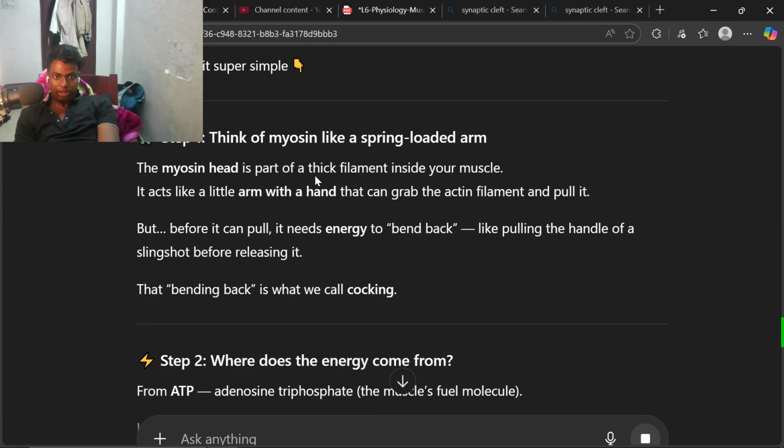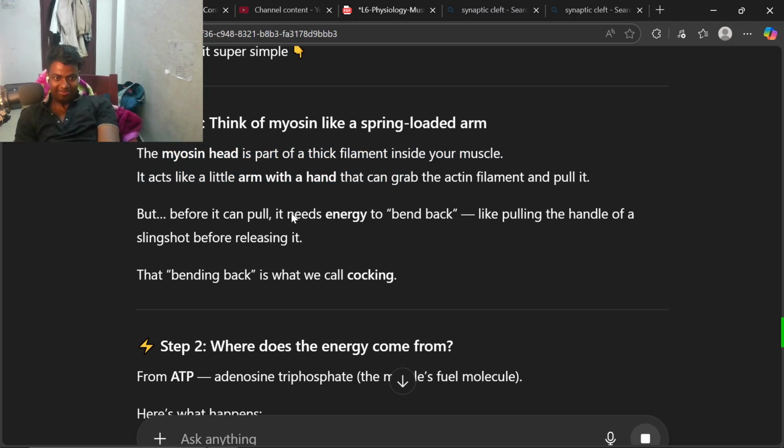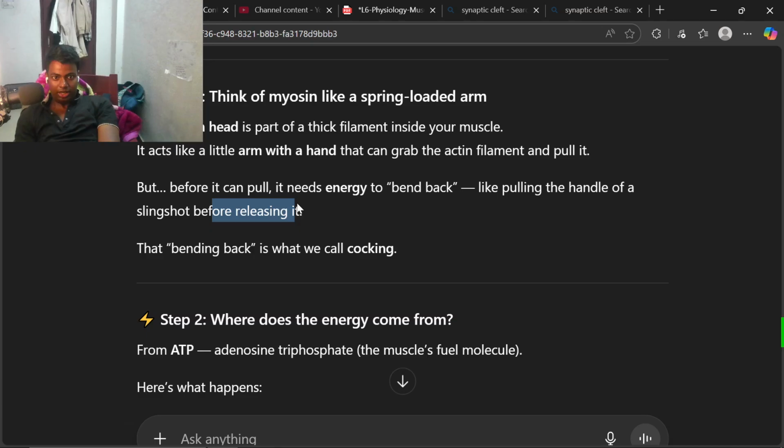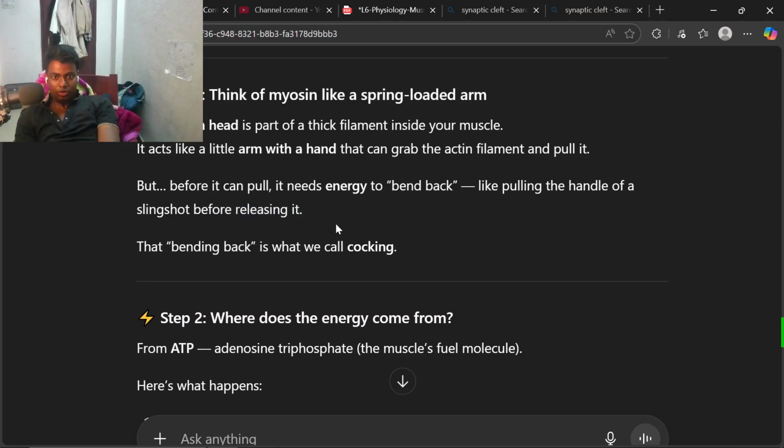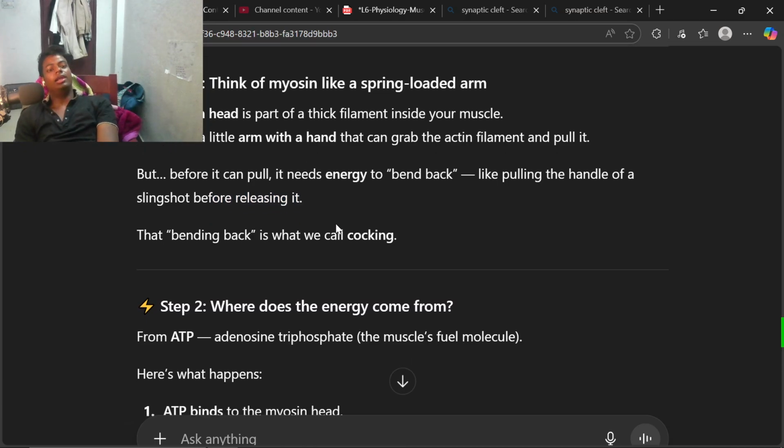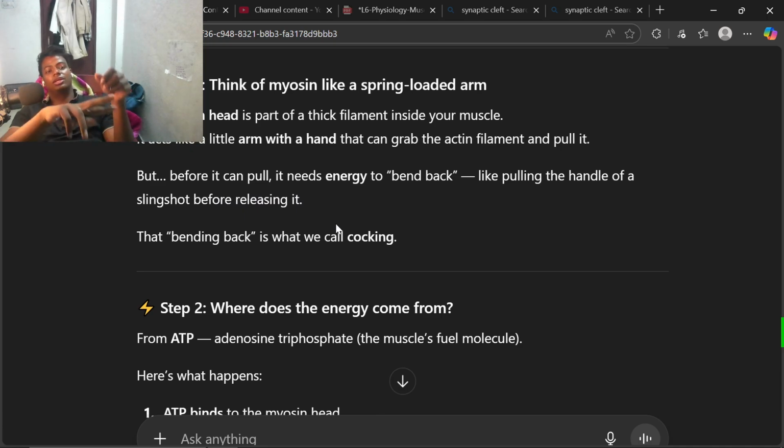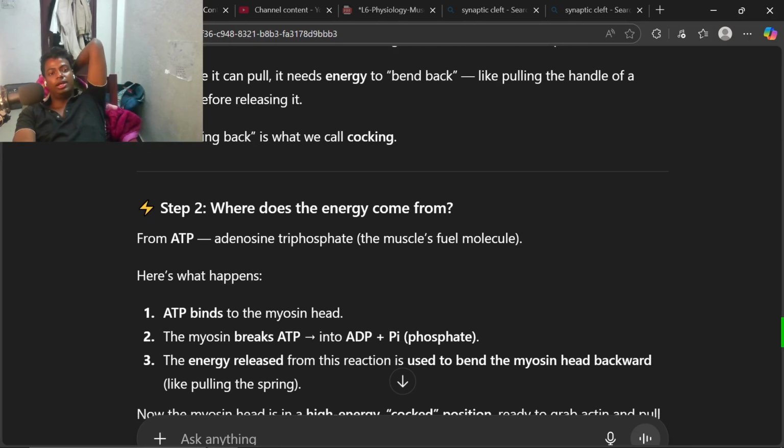The myosin head is the part of the thick filament inside the cell. The myosin filament is like a little arm with a head that can grab the actin filament and pull it. But before it can pull, it needs energy to bend back, like pulling back the handle of a slide sword before releasing it. That bending back is called cocking.